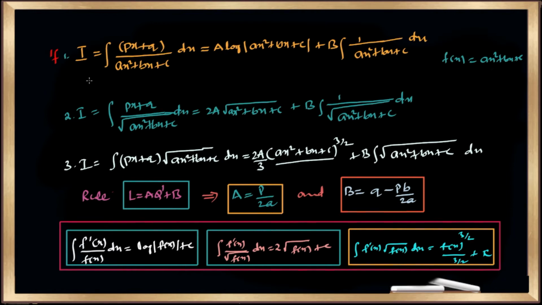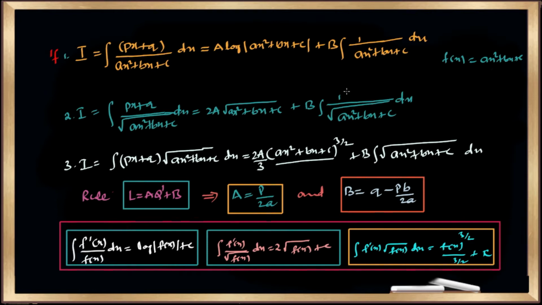In today's session, we are going to discuss special types of integration. First one is I equals integral of (px + q) by (ax² + bx + c). So here the numerator px + q is linear, divided by quadratic. If the question is in the form of linear by quadratic, its answer is always a logarithm of quadratic plus b times the integration of 1 by quadratic.